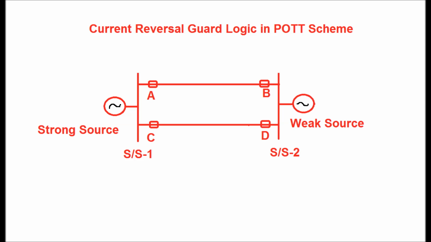Hello friends, today I will discuss the current reversal guard logic in the POTT scheme. That is how the current reversal guard logic saves the healthy circuit from tripping due to a fault in the parallel feeder in a permissive overreach transfer trip scheme.